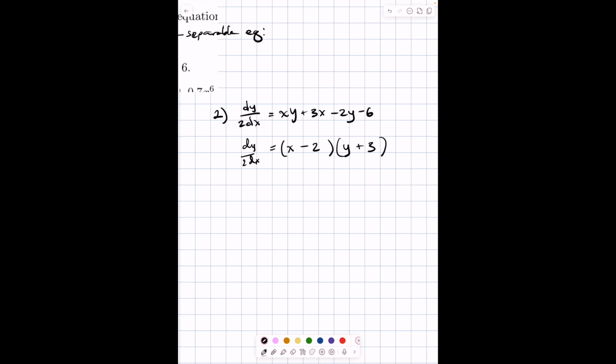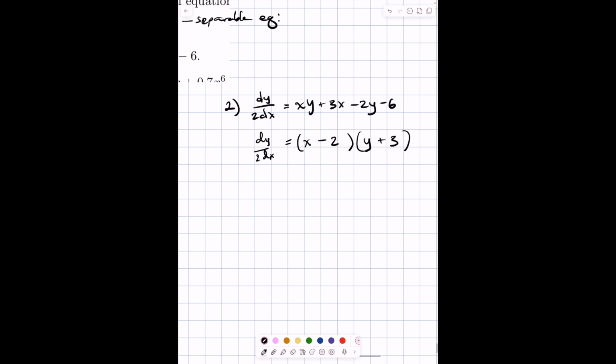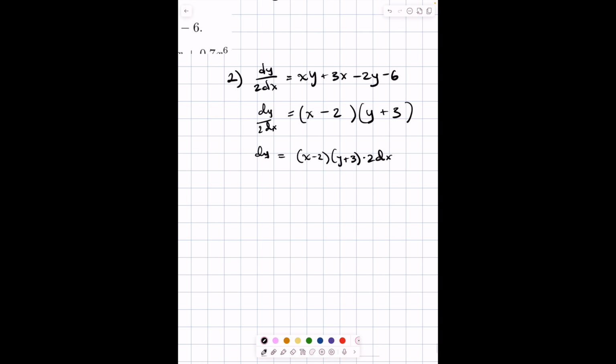And so let's do that again. We need to divide and then cross multiply again. I'll just divide this 2 over. So dy over 2 dx is equal to, or dy is now equal to x minus 2, y plus 3 times 2 dx, something like that. And this 2 could be on either side.